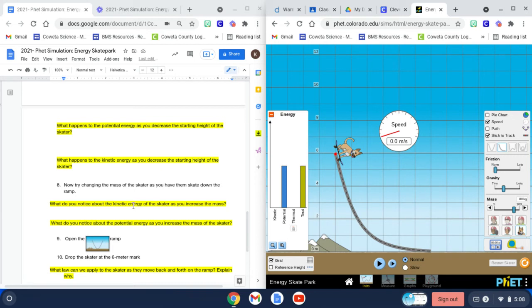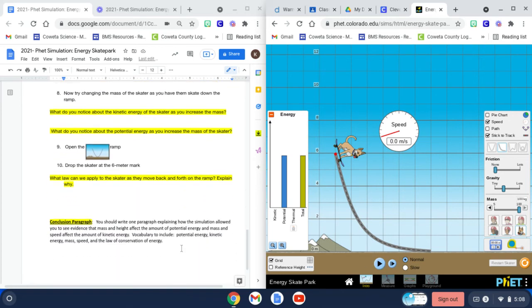Okay, what do you notice about kinetic energy of the skater as you increase the mass? So remember, we can't determine the kinetic energy until we let them go down. So what happened to the kinetic energy as the mass increased? And then what do you notice about the potential energy as you increase the mass of the skater? So what happened to kinetic and potential energy as we increase the mass of our skater? You're going to have to use the simulation to figure that out.